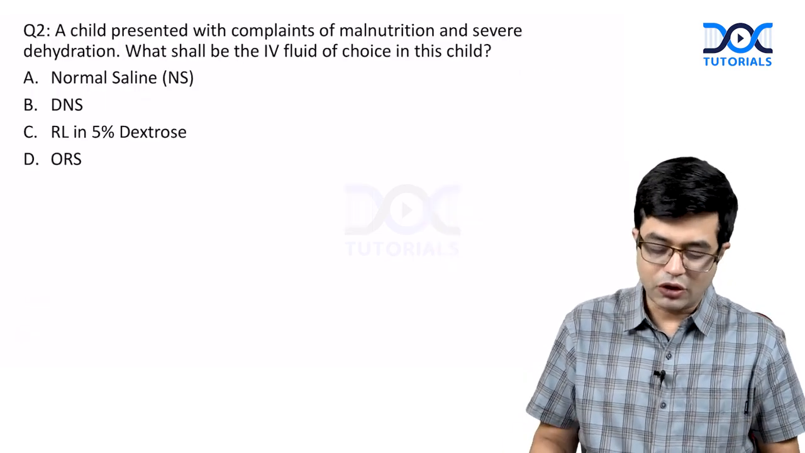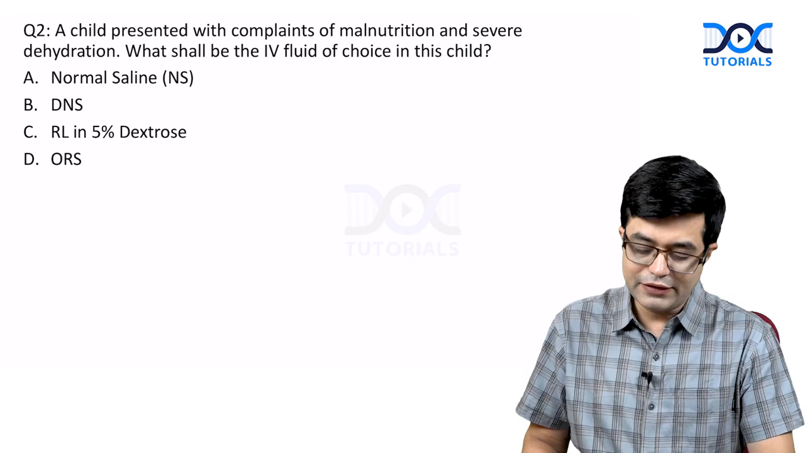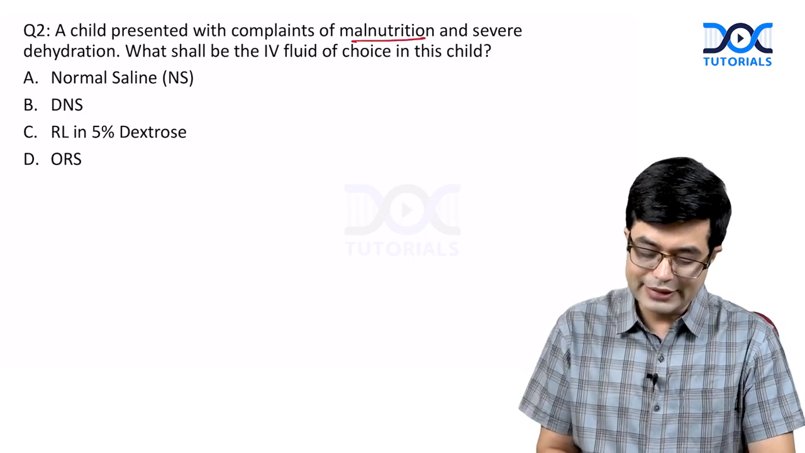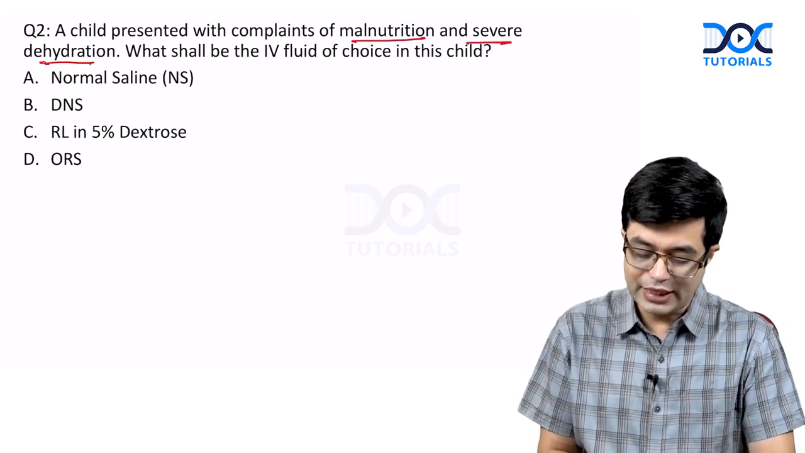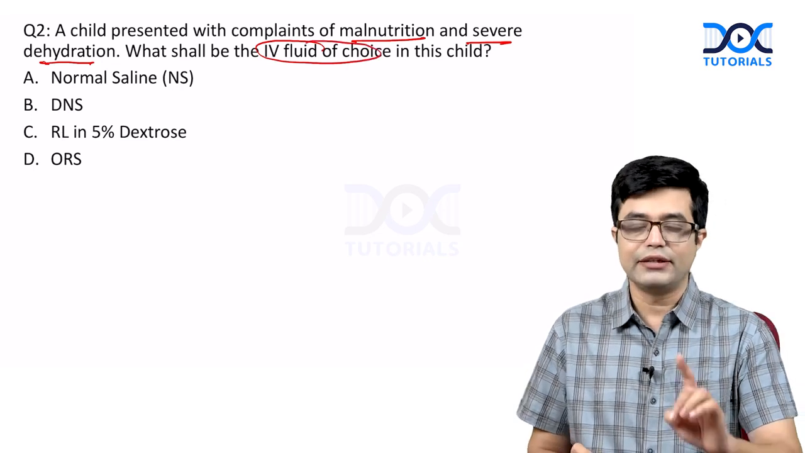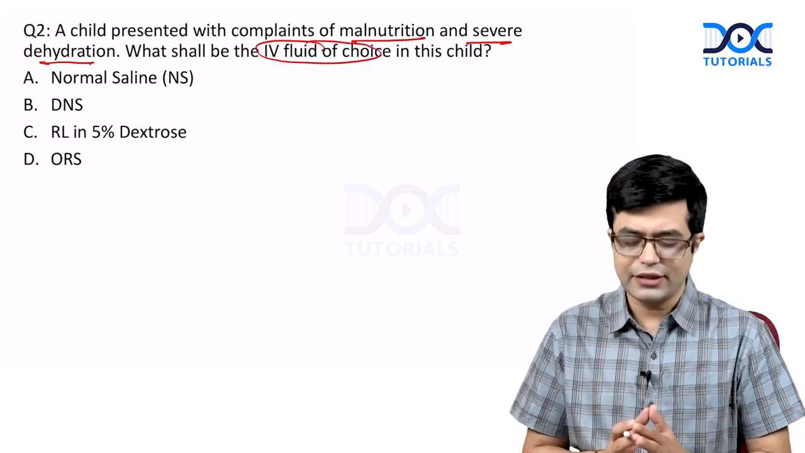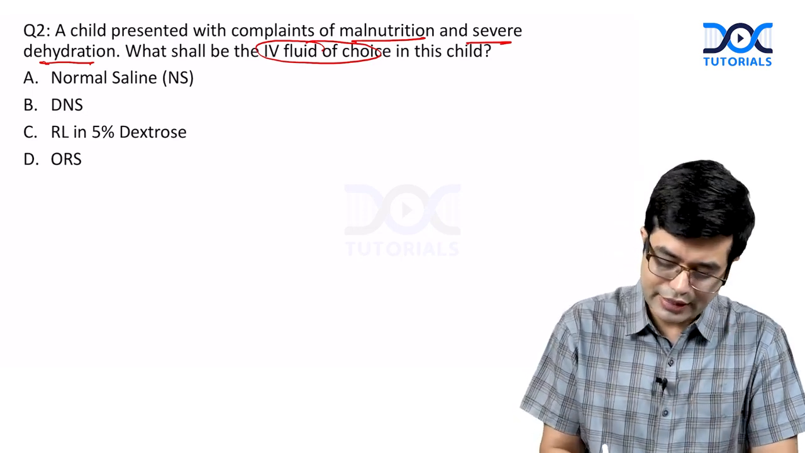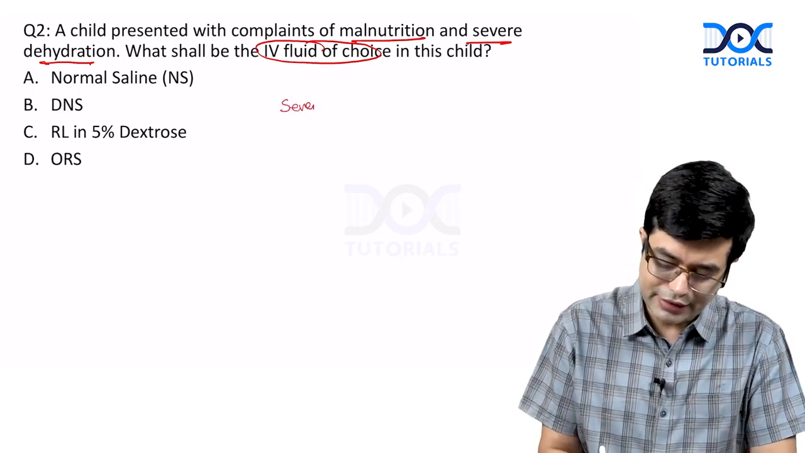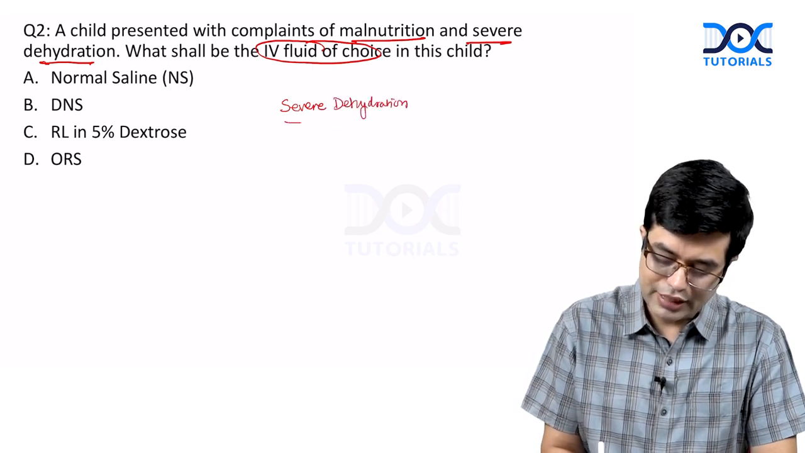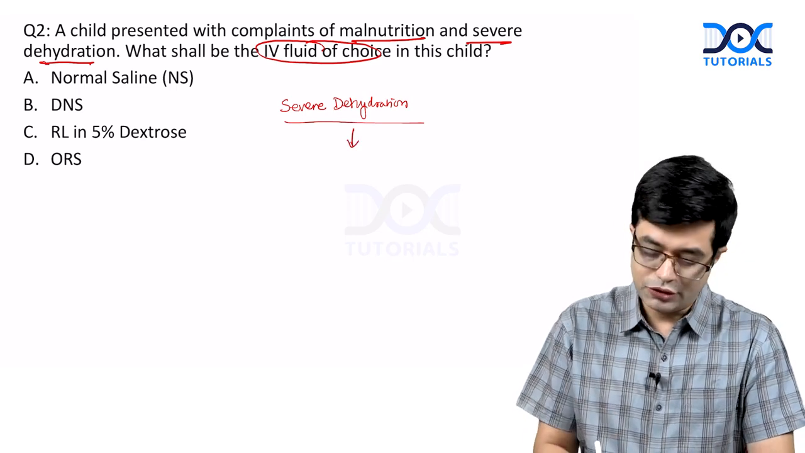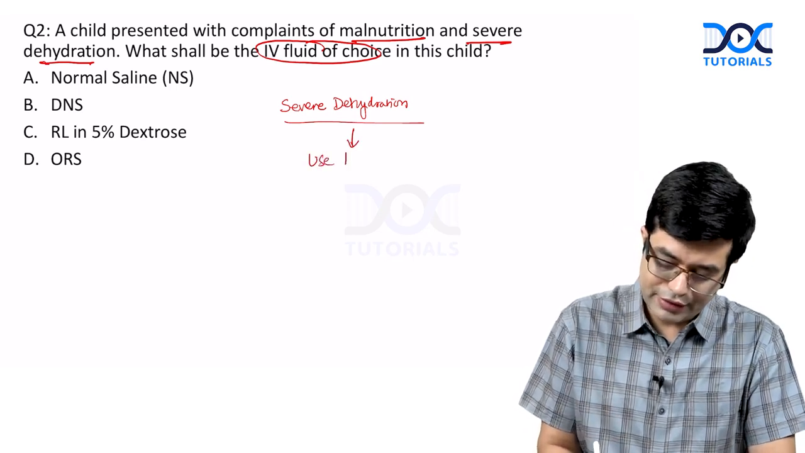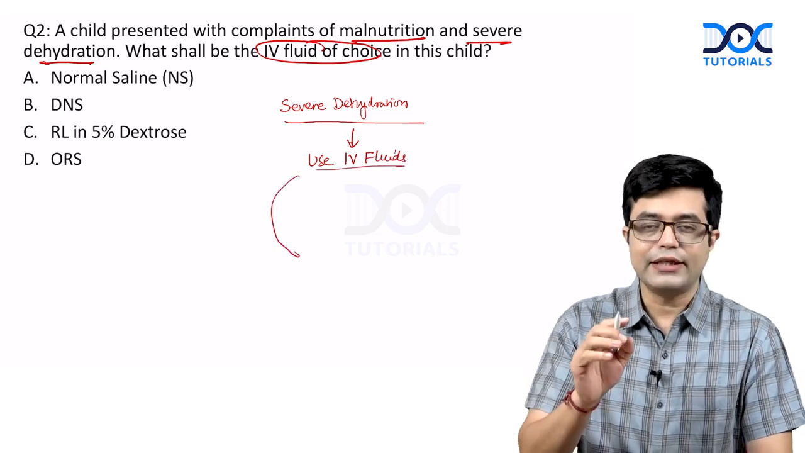Let's move further. Talk about question number 2. A child presented with complaints of malnutrition and severe dehydration. What shall be the IV fluid of choice in this child? This is again something that has been commonly discussed. Whenever there is severe dehydration, you need to use IV fluids. Any child with severe dehydration is unable to drink any fluid, so we always use intravenous fluids in the patient, right? Now, which IV fluid to use, that is important.